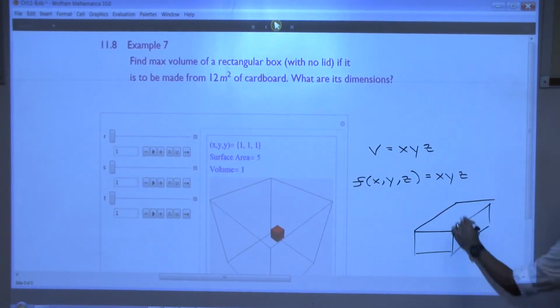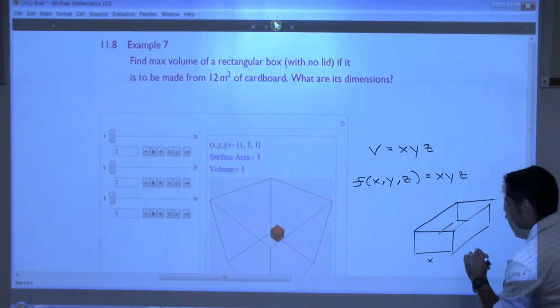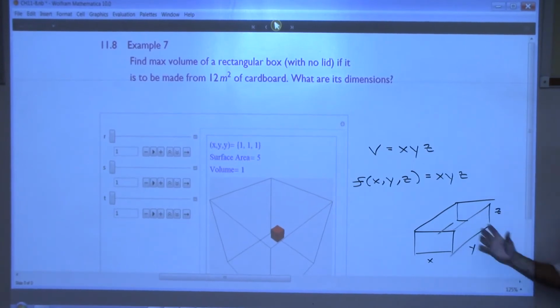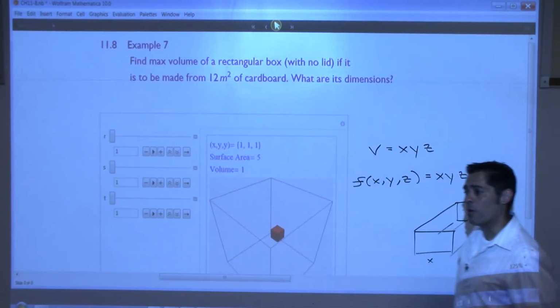There's your box. It has no lid on it, right? So you can put your hand in there. But it has a bottom to it. We know the volume. If we call this x and call this y and call that z, we know the volume is xyz. But it has to be made from 12 square meters of cardboard.